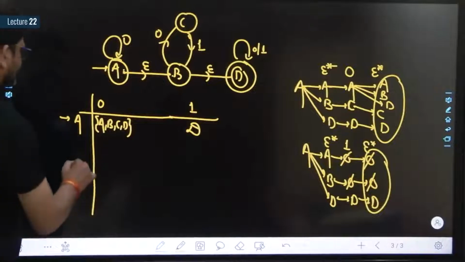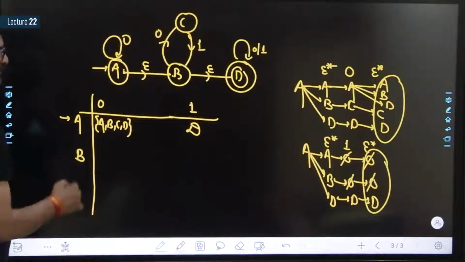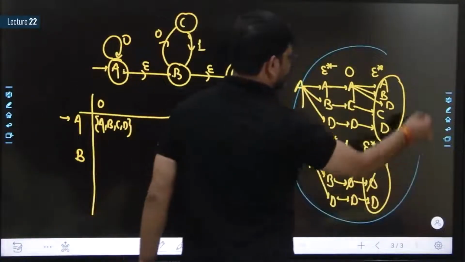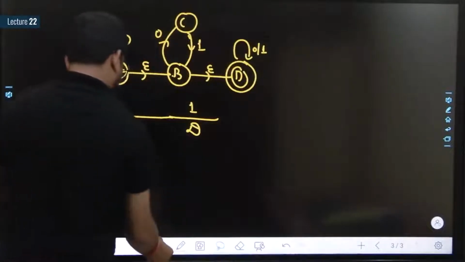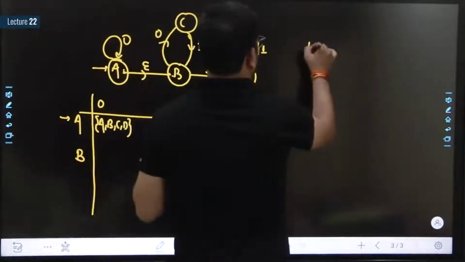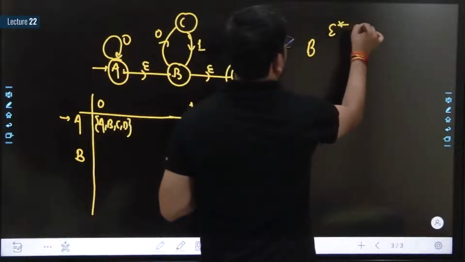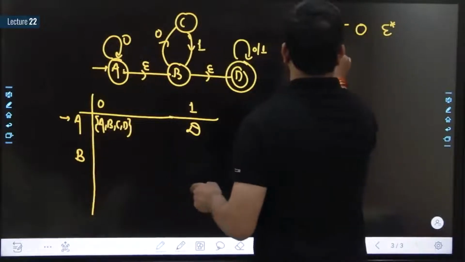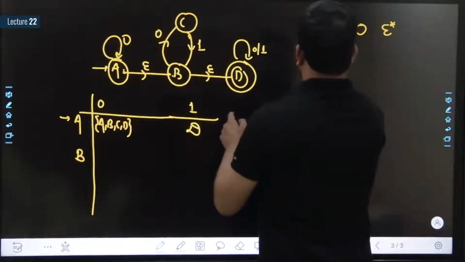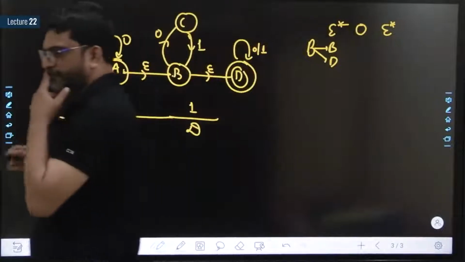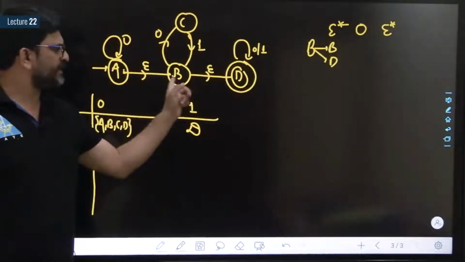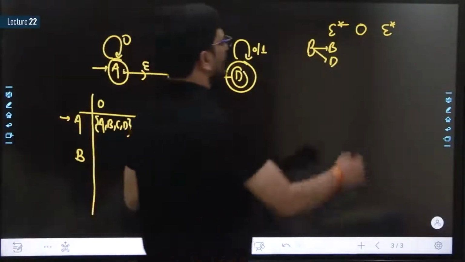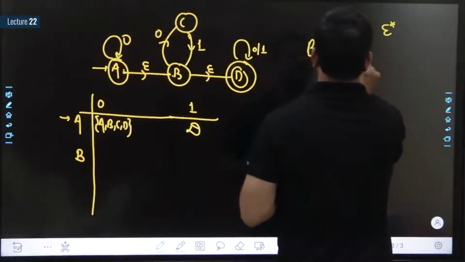Find the next B. B, epsilon closure, 0, epsilon closure. What is the epsilon closure of B? B itself and D. Only from B we can reach D using epsilon directly. B on 0 goes to C. D on 0 goes to D.